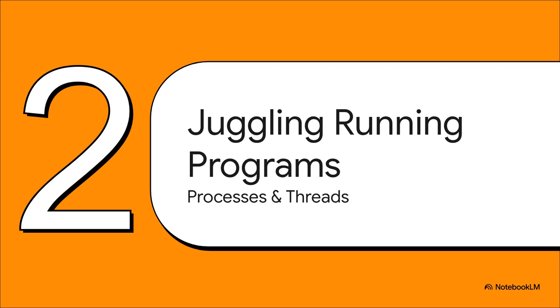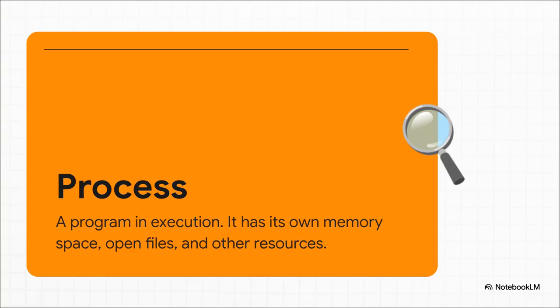All right, let's get into that first illusion, multitasking. How on earth does your computer juggle dozens, maybe even hundreds of tasks at once without dropping a single one? Well, the secret starts with something called a process. Now, what's really important to get here is that a process isn't just the code for an application. No, it's the application in action.